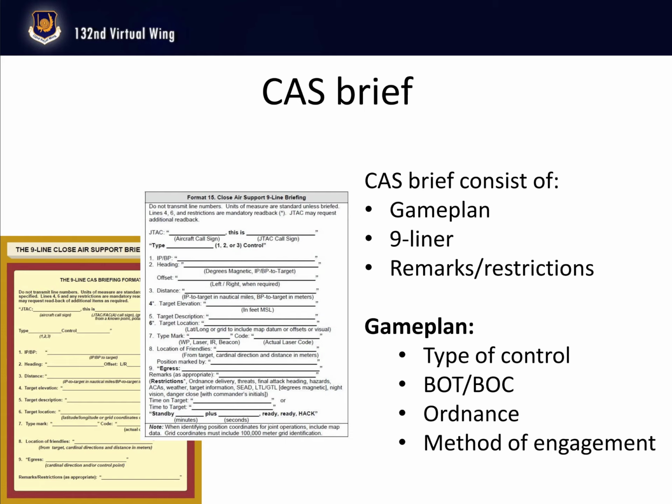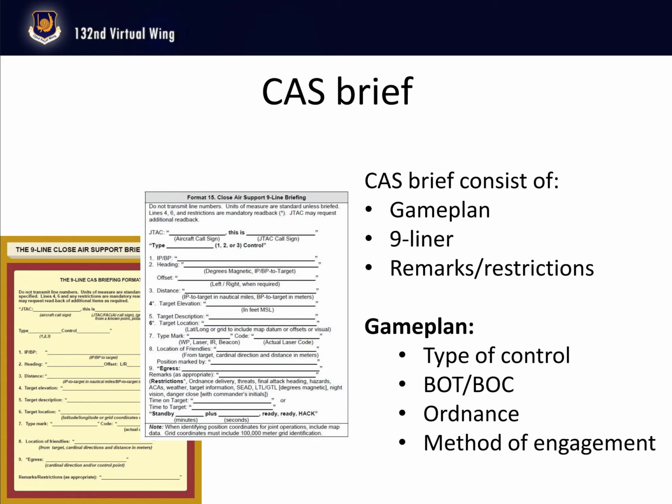For example, if we have enemy infantry in the tree line, there's no chance that you will see infantry inside the forest, right? So JTAC will give coordinates. Of course, we will verify that you have the correct coordinates, and you will drop your bombs or your ordnance on the coordinates even if you don't see anything.